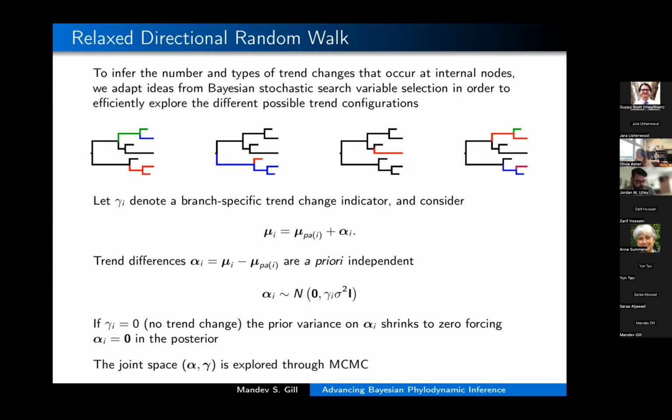The trend differences, alpha I, are assumed to be independent and normally distributed with a mean of 0 and a variance that's proportional to the trend change indicator, gamma I. So if there's no trend change, meaning that gamma I is equal to 0, the prior variance shrinks to 0, and this forces the trend difference alpha I to be equal to 0 in the posterior distribution. And we can explore this joint space of trend change indicators and trend differences through Markov chain Monte Carlo.